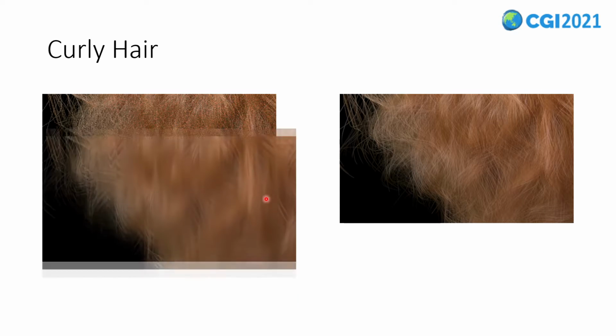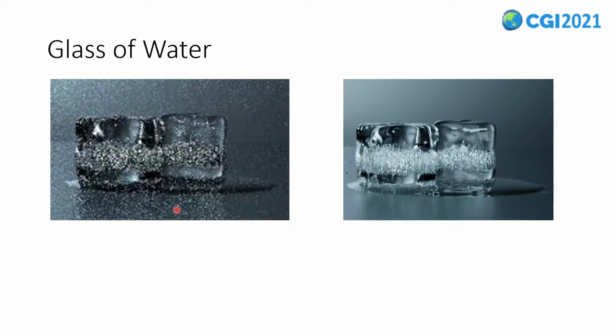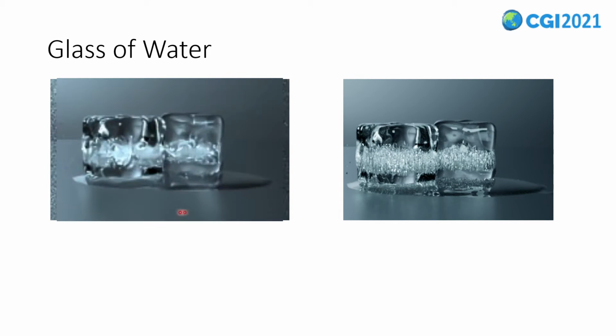Part 4. Limitation. Due to the lack of diversity of the training data, our network cannot handle some special situations in the testing scene. For example, in the curly hair scene, it blurs some hair, making it look like a whole piece. And in the glass of water scene, it also blurs the cavities inside the ice cubes.